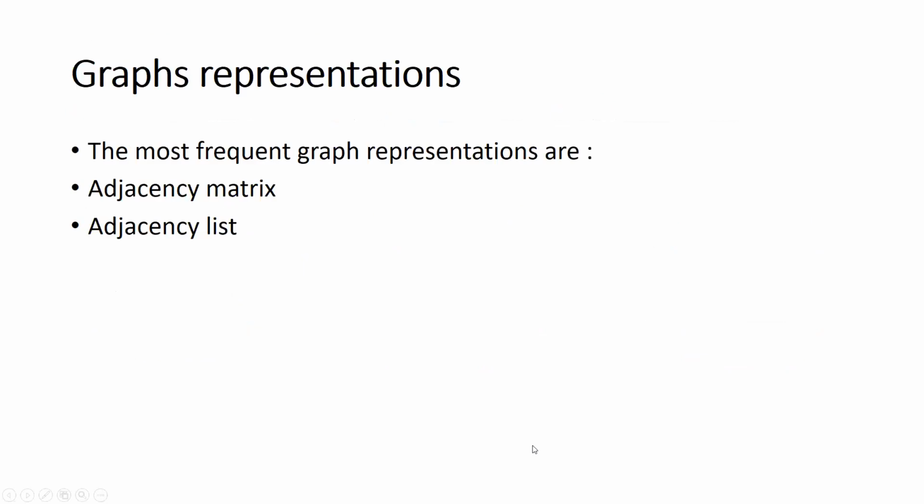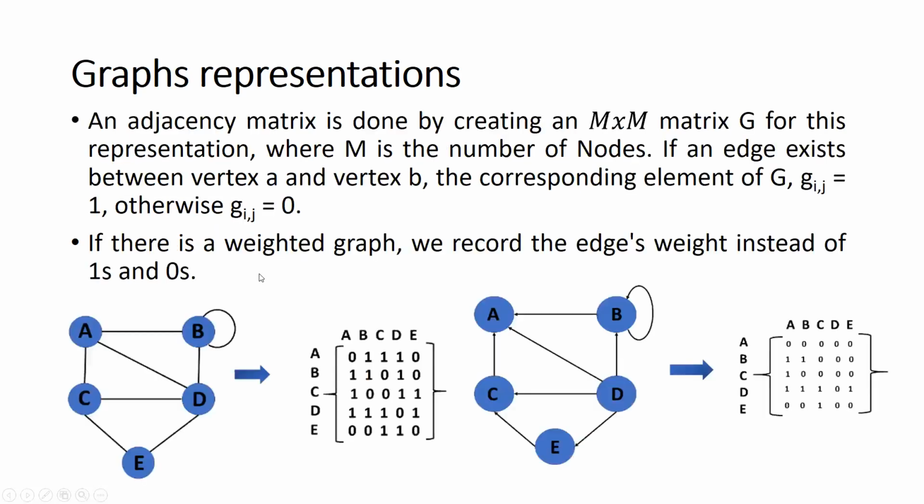How can we represent graphs? Graphs are represented in two main ways: adjacency matrix or adjacency list. In the first representation, we will construct a matrix, with the number of rows and columns equal to the number of nodes. Whenever an edge exists, we put 1. If the edge does not exist, we put 0.